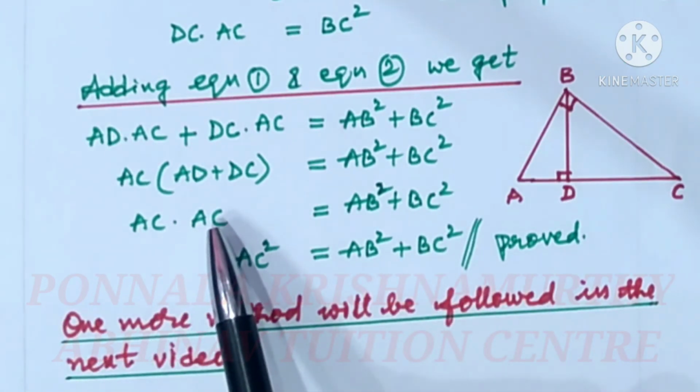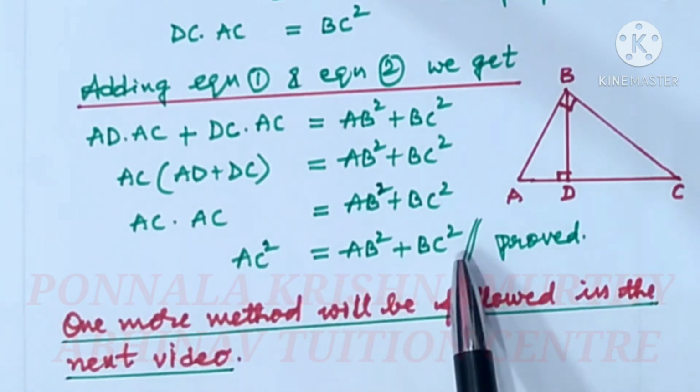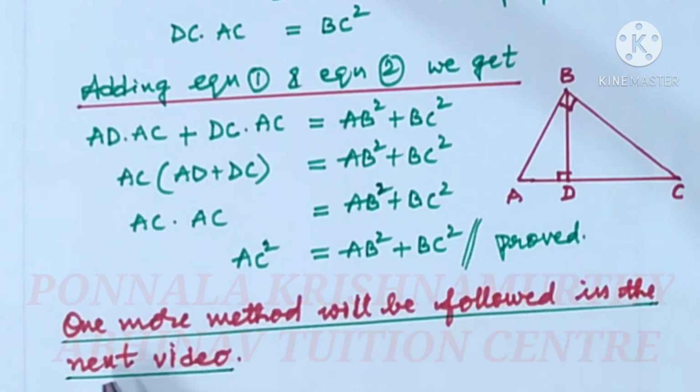AC into AC is equal to AC square. That is equal to AB square plus BC square. Proved. One more method will be followed in the next video.